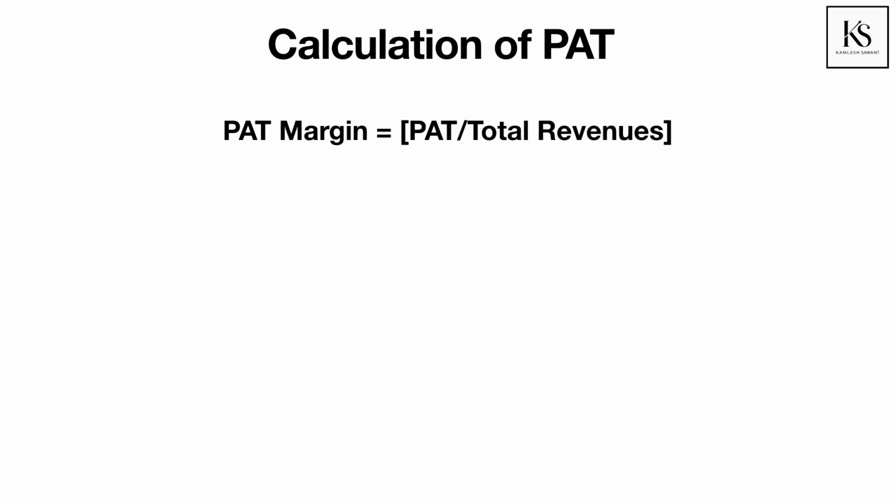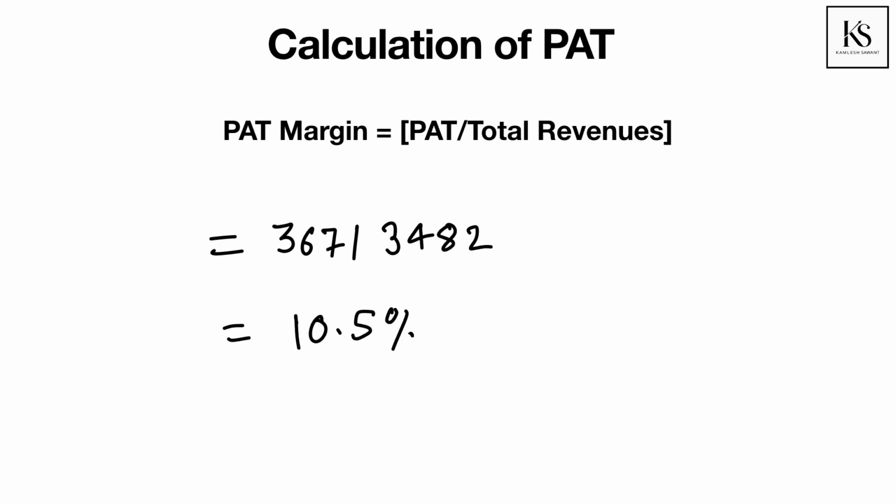When we calculate the PAT margin, all expenses are deducted from the total revenues of the company to identify the overall profitability of the company. PAT margin is equal to PAT divided by total revenues. PAT is explicitly stated in the annual report. ARBL's PAT for the FY14 is 367 crores on the overall revenues of 3482 crores. This translates to a PAT margin of 367 divided by 3482 is equal to 10.5%.